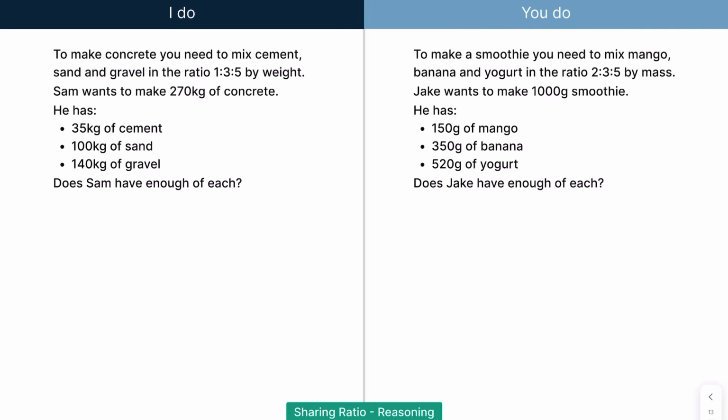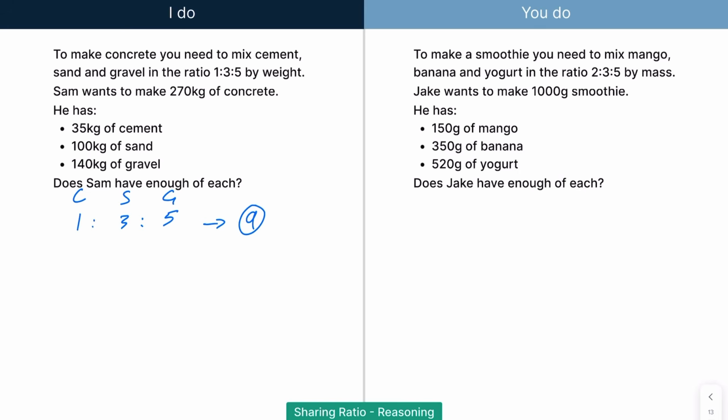And Sam wants to make 270 kg of concrete by weight. So again, the exact same approach. Let's write that ratio out. We have 1:3:5. We have cement, sand, and gravel. We have a total of 9 parts.